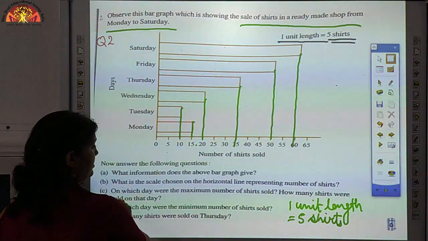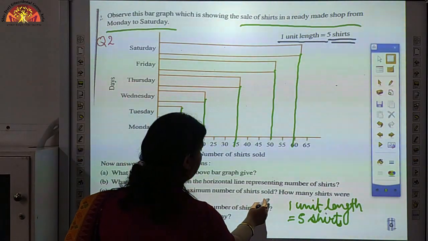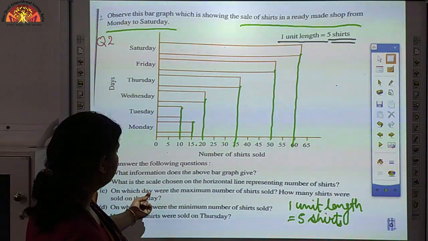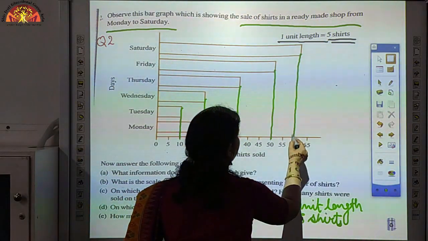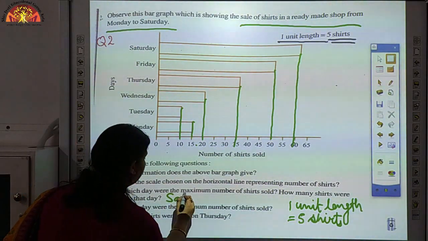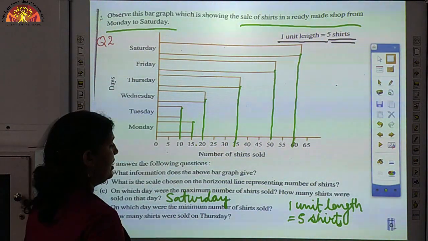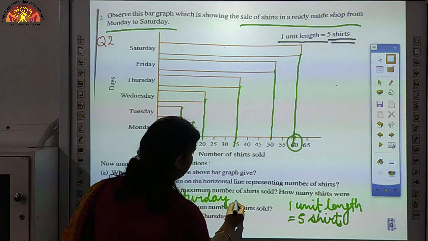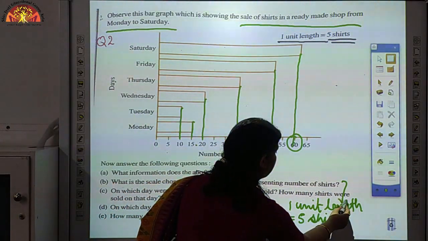Now in the next answer, on which day were the maximum number of shirts sold? How many shirts were sold on that day? On which day were the maximum number of shirts sold? सबसे ज़्यादा शर्ट कौन से डे पर सेल किया है? सैटरडे को. सो यू राइट सैटरडे. And how many shirts were sold on that day? How many shirts? 60. So you write 60. Understood? Answer of this question is.